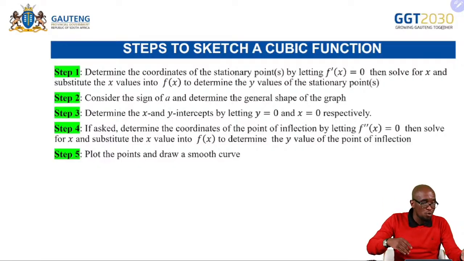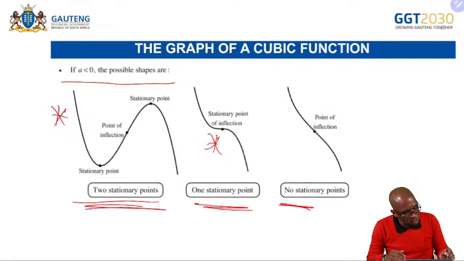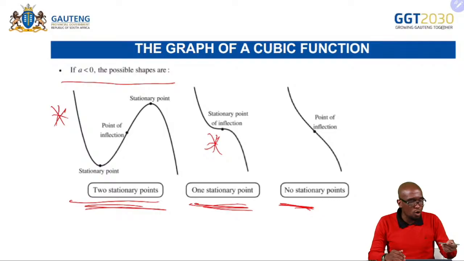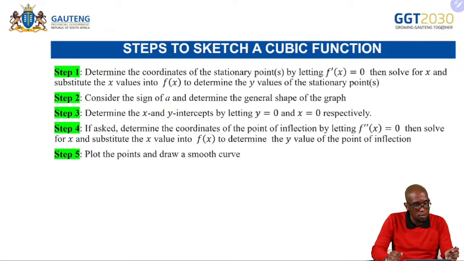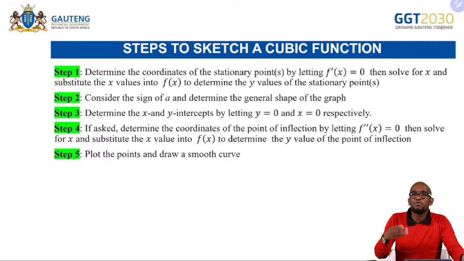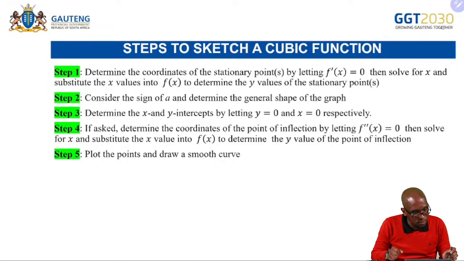And then step 2, you consider the sign of a and determine the general shape, because you now know whether you have 2 stationary points, 1 stationary point, or no stationary point. So you can be in a position of determining the shape. Step 3, determine the x and y intercepts, obviously, by putting x to be 0 if you want the y-intercept, putting y to be 0 if you want the x-intercept.